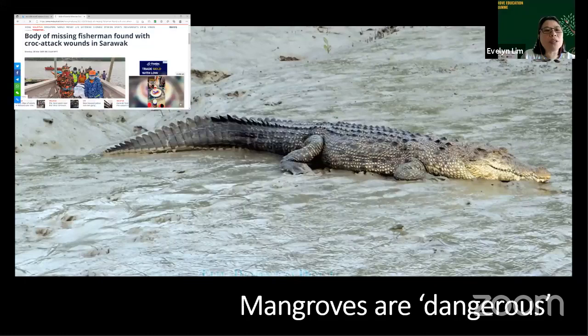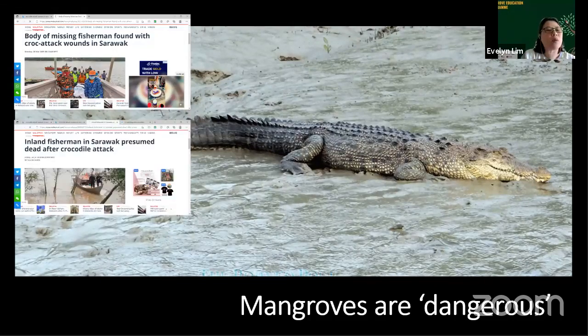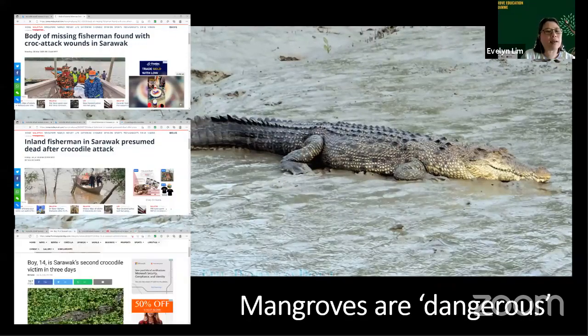Look at this. Body of missing fisherman found with croc attack wounds in Sarawak. Inland fishermen in Sarawak presumed dead after crocodile attack. Boy, 14, is Sarawak's second crocodile victim in 3 days. So we are bombarded by this to show us that crocodile is so evil, and it attacks humans. But frankly speaking, crocodiles don't like eating humans. We are not their favorite food at all.